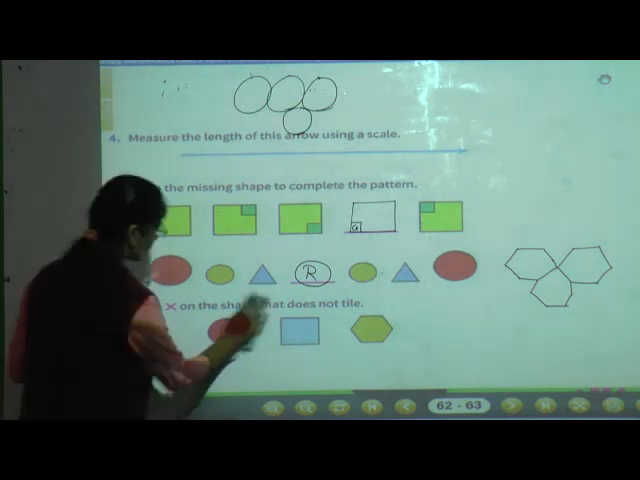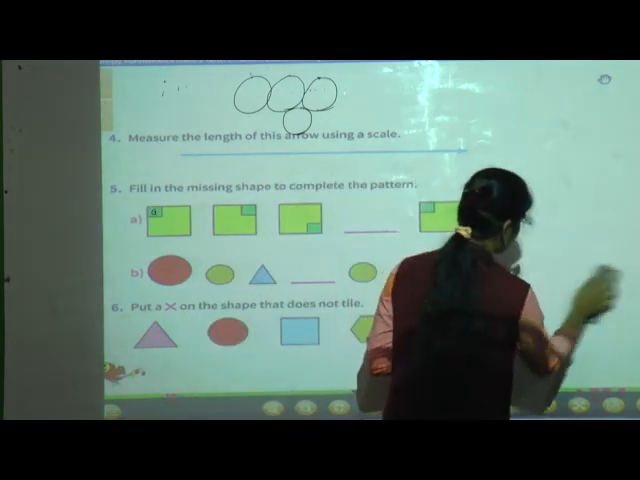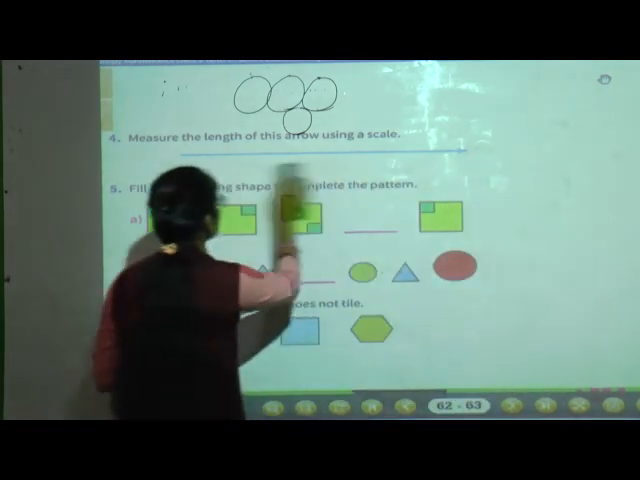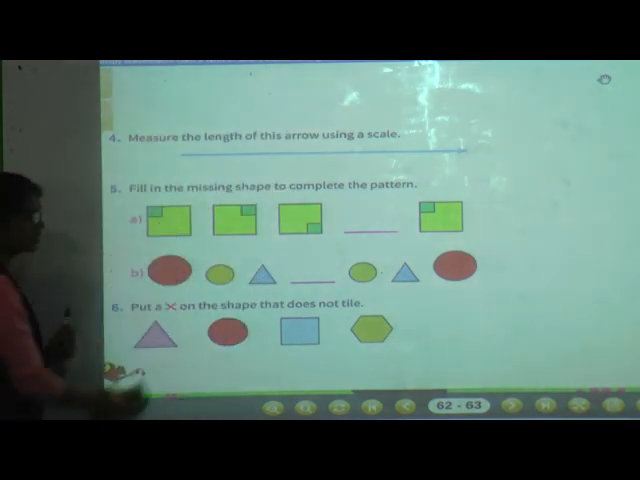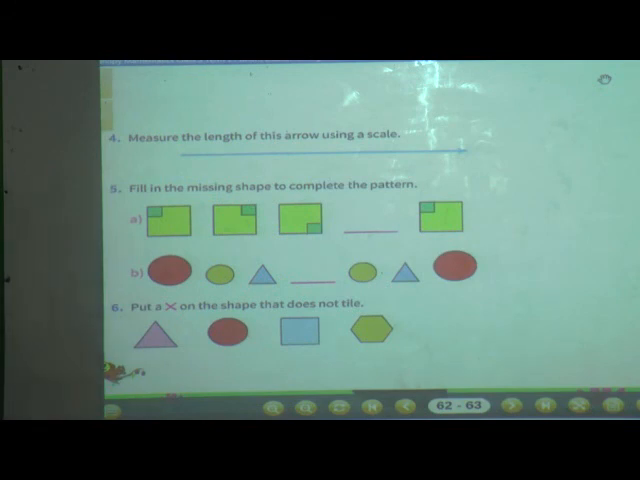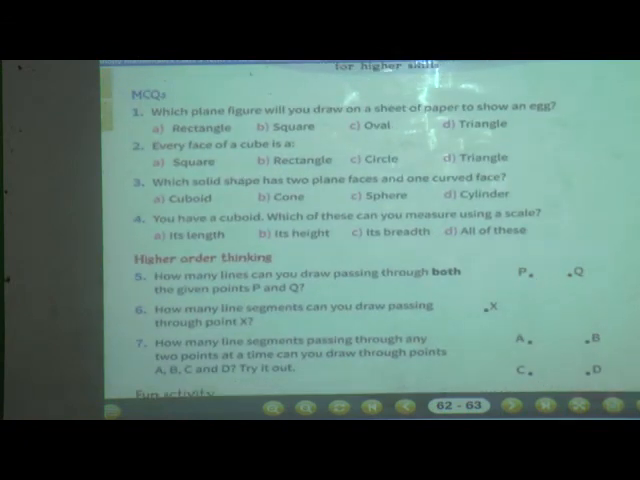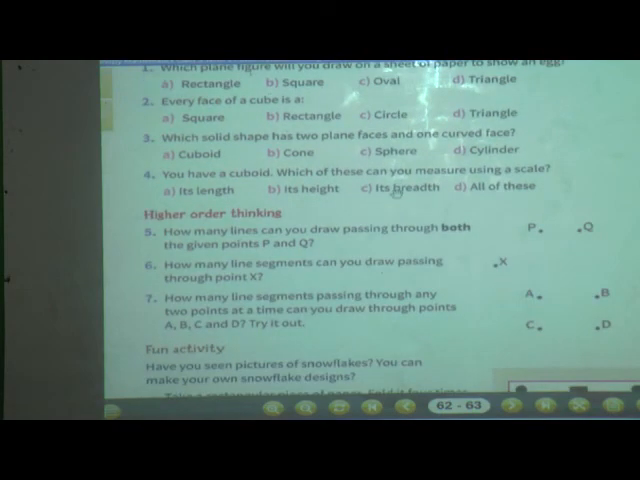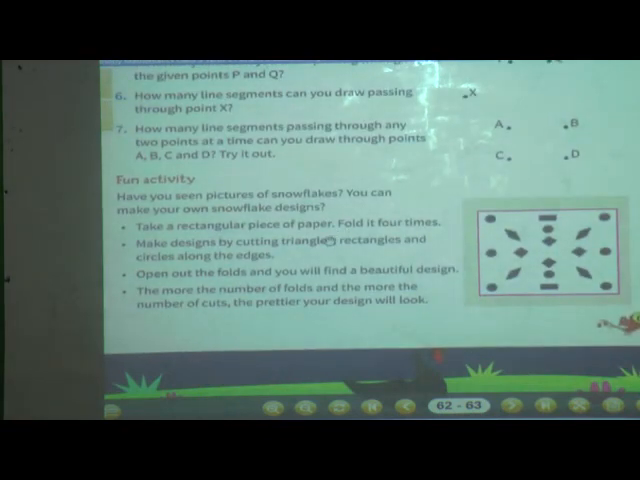Now students, turn the page and see the next page. There is mathematics B, and in that some objective questions are there that you have to solve on your own. It is very easy, only MCQs are there. Now here one activity is there for you. I'll show you that activity.